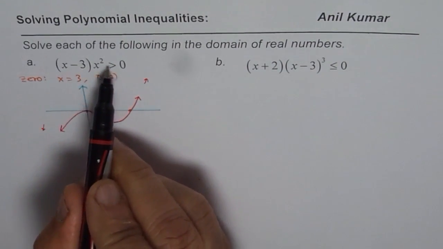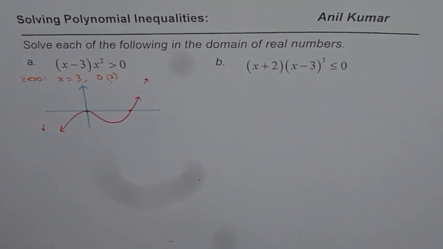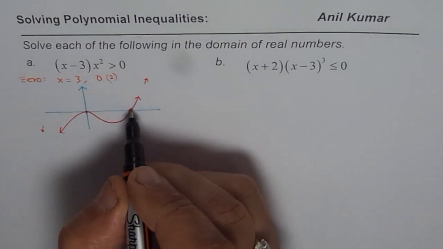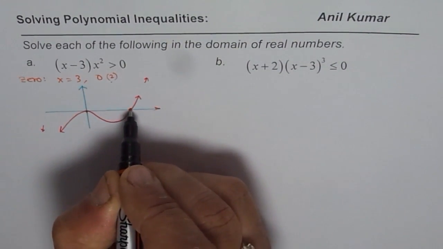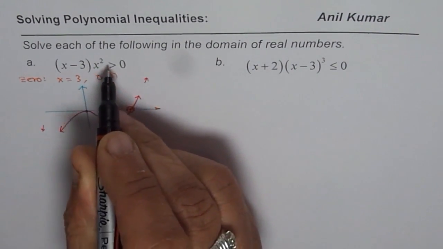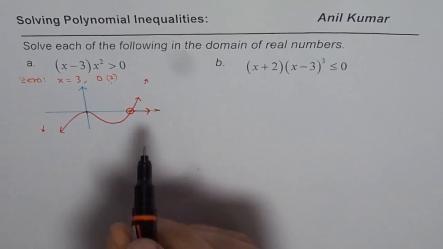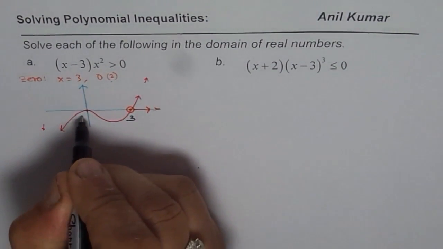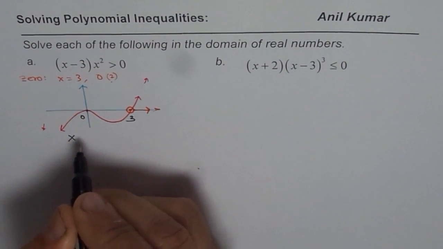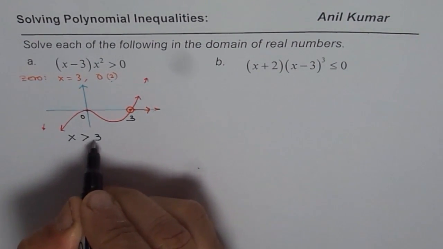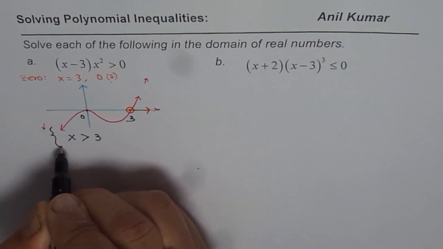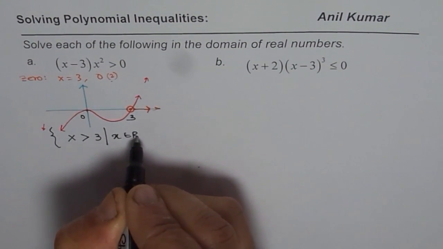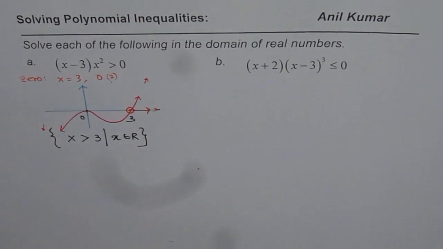Now when the inequality is greater than 0, it means what? It means that the graph has to be above 0, above the x-axis. So the solution is not including the 0. Greater than means not including the 0, but anything above that. So the solution here is x is greater than 3, right? So this is 3 for us, this is 0. So the solution which we have here is that x is greater than 3. So that becomes the solution. If you need to write it in set form, you could write it as x belongs to real numbers, correct? So that is how you could write down your solution in the set notation.